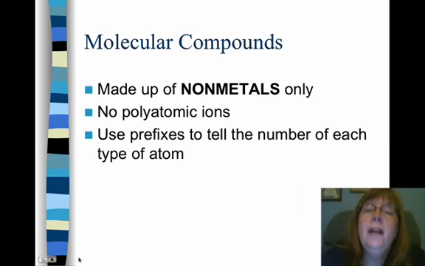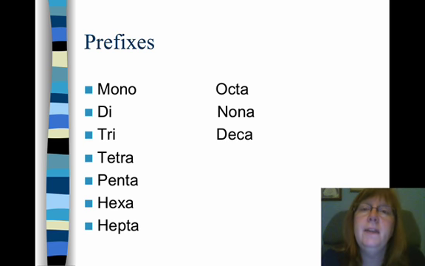Hi, we are now going to learn how to name molecular compounds. In the last video we learned about ionic compounds, and they contained a metal and a non-metal. In this video we're going to learn about molecular compounds, which contain non-metals only. There are no polyatomic ions, and we're going to use prefixes to let us know the number of each type of atom. So here are the prefixes.